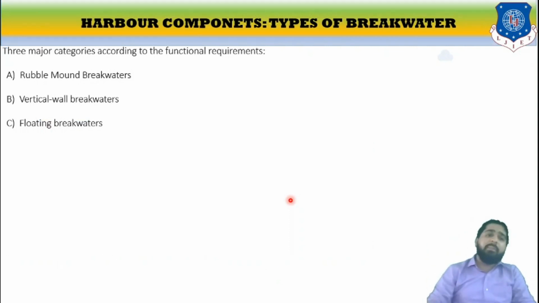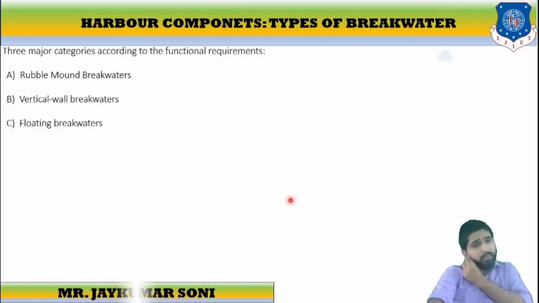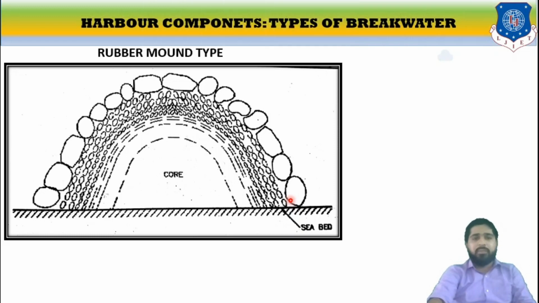There are three major categories according to functional requirements: rubble mound breakwater, vertical wall breakwater, and floating breakwater. If we discuss them, the first is the rubble mound type. This is how it looks. See, this is the rubble mound type of breakwater.